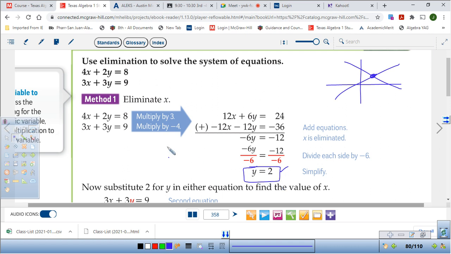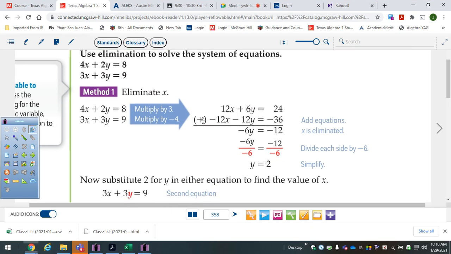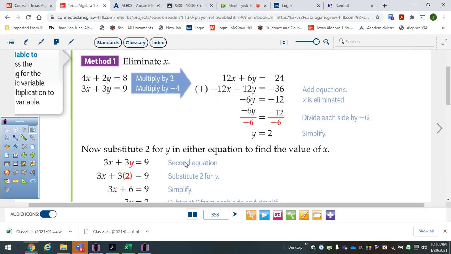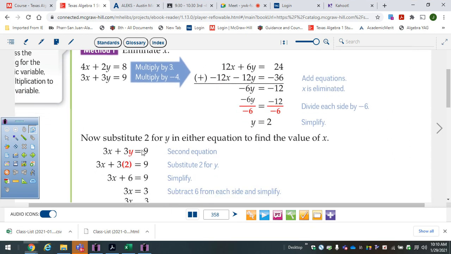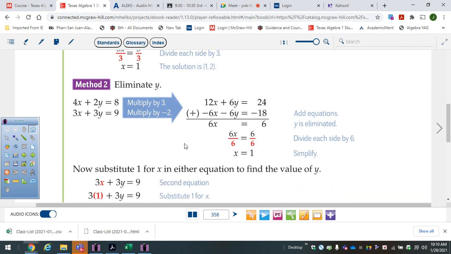Get that one, plug it into either equation. I would go with probably, it's the same thing actually. Whatever you want. They went for the what? Second equation? Plug that y into the second equation, do the math, and there it is.